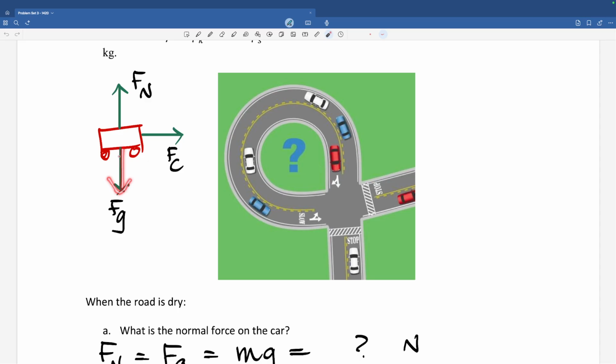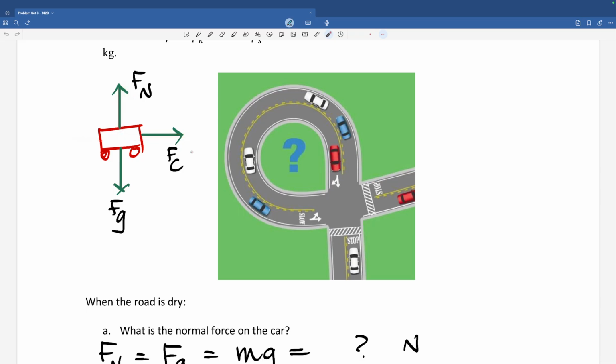Because you know the car is pushing down on the road. Hope you're listening. But the road is also pushing back up on the car. Because if it was not, then the car would sink down. As long as the car is not sinking down, you know that the road is pushing back on the car. That's called the normal force, because it's actually perpendicular to the road. As you can see, I've drawn it perpendicular to the road. So that's the road.